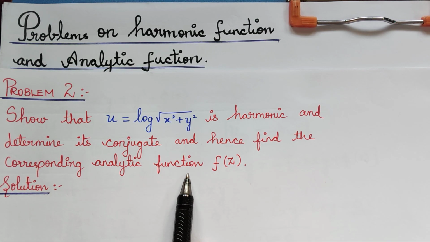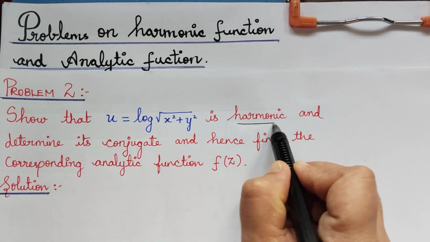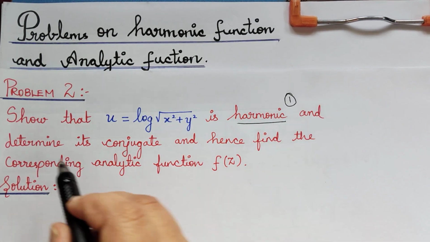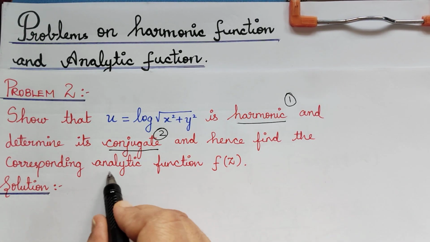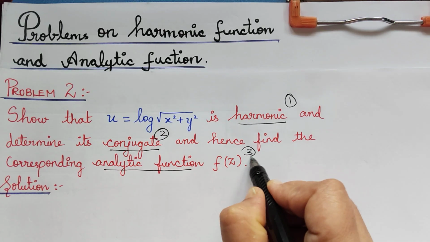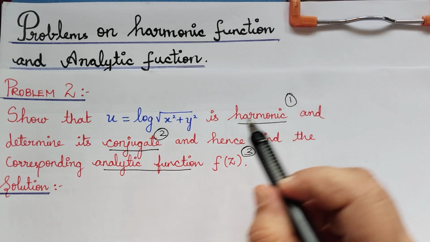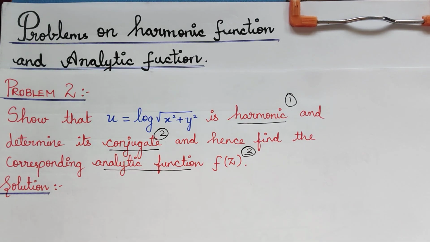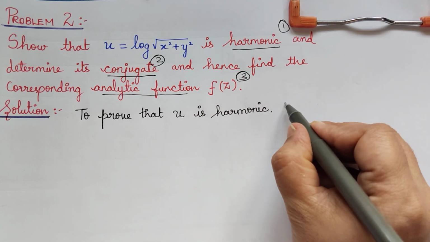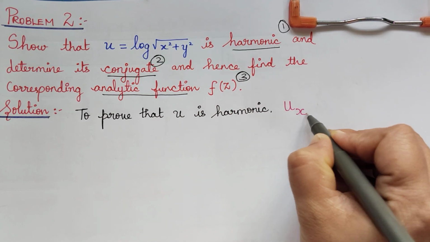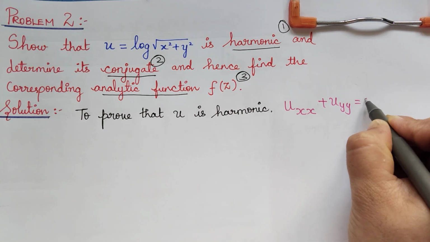As in the previous question, here also we have to first show that the given function u is harmonic, and then we have to determine its harmonic conjugate, and then we have to find the analytic function. So we have to solve three questions over here. As the first step, let us show that the given function u is harmonic. In order to show that the function u is harmonic, we have to show that the function u satisfies the Laplace equation uxx plus uyy is equal to 0.